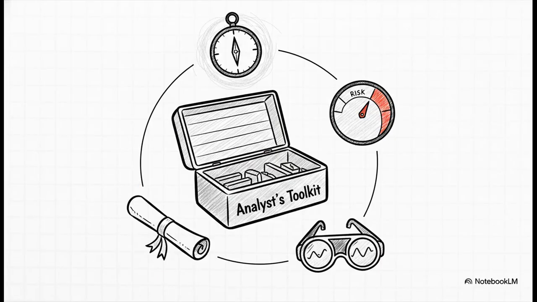And just like that, we've done it. We started by finding our center with the compass. We measured the risk with our risk meter. We put on our X-ray goggles to see the hidden shape. And finally, we drew the blueprint to tell the visual story. Your Analyst's Toolkit is officially assembled.